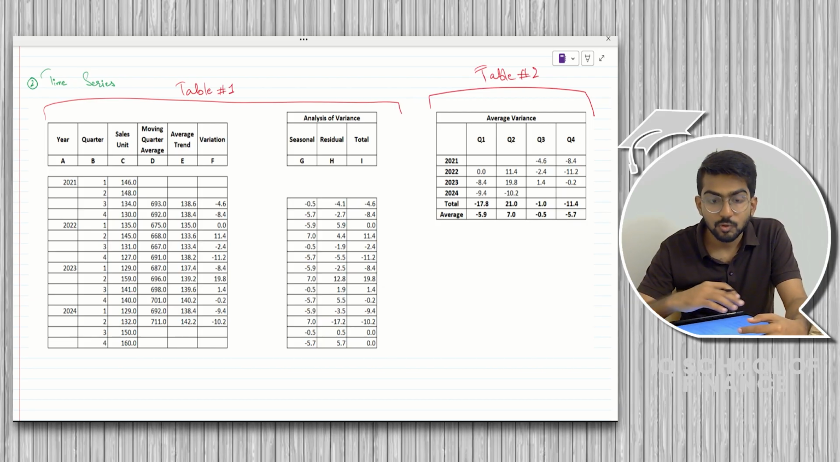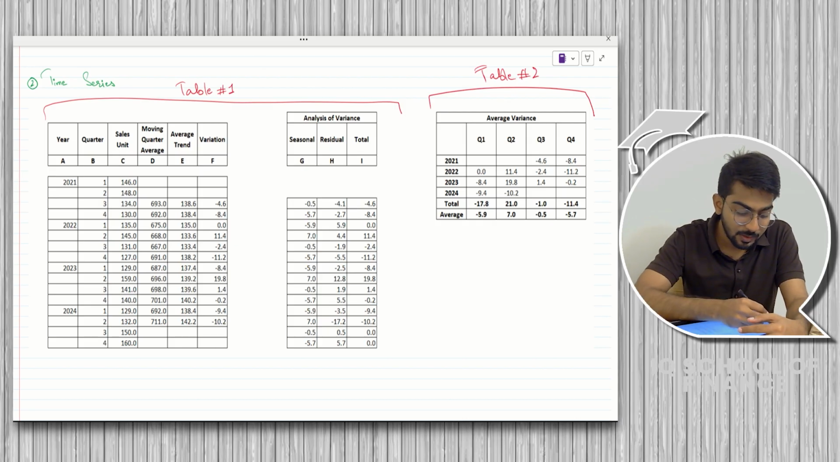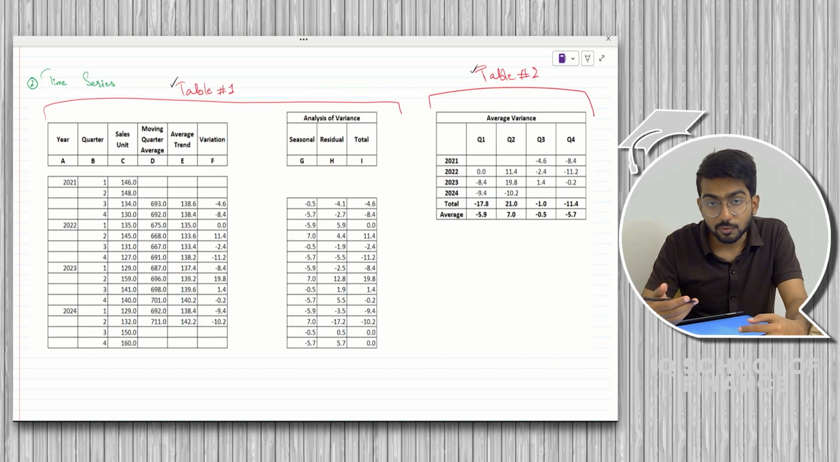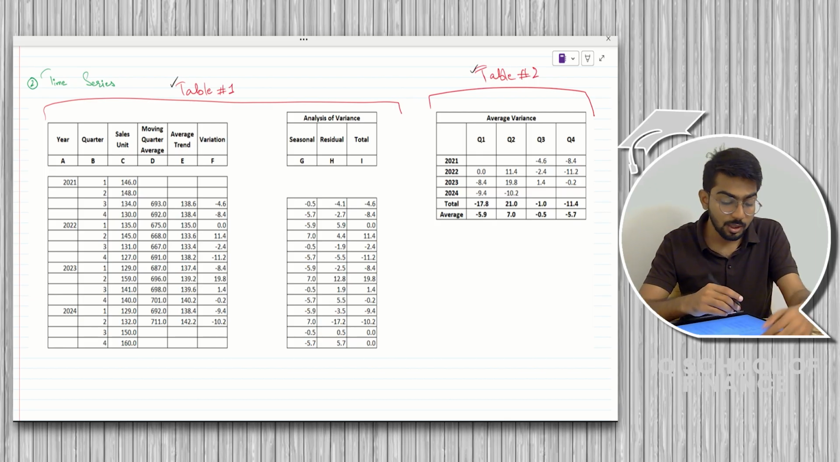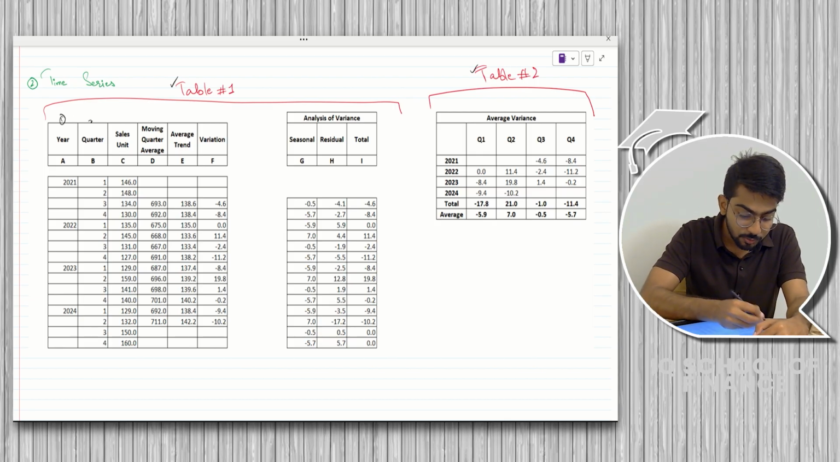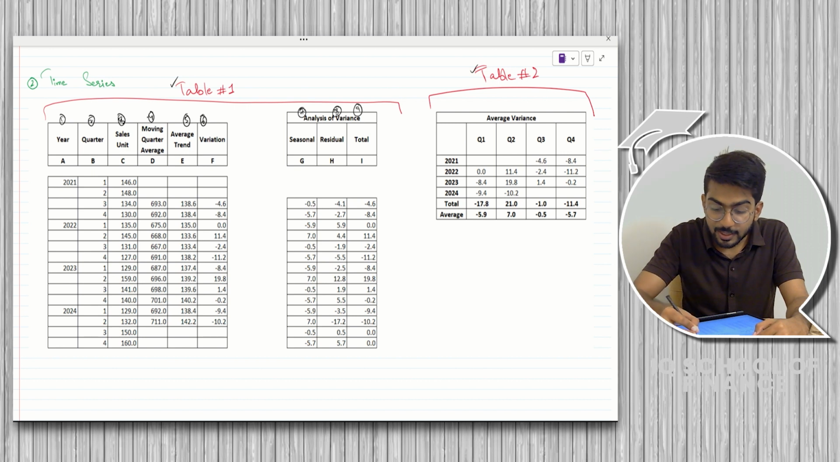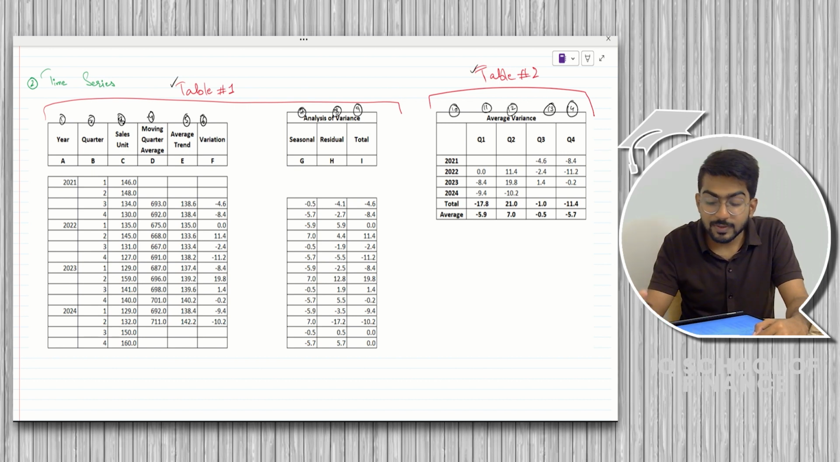In your exam you would be given these table number 1 and table number 2. What you have to do is explain all these columns, like column number 1, 2, 3, 4, 5, 6, 7, 8, 9, 10, 11, 12, 13, and 14. These columns you have to explain to the examiner, what these columns are, and you would be done with your time series analysis.